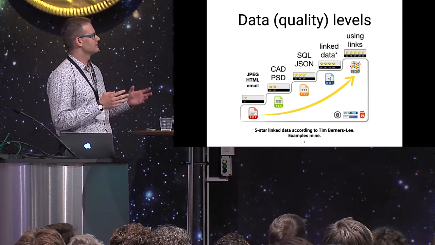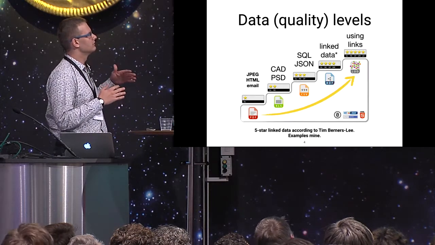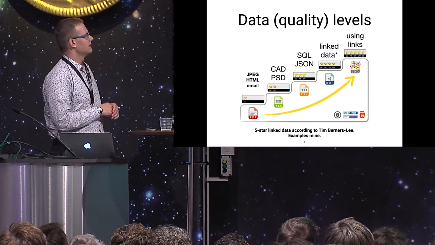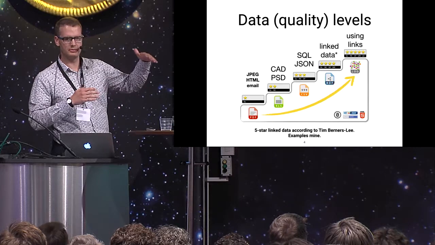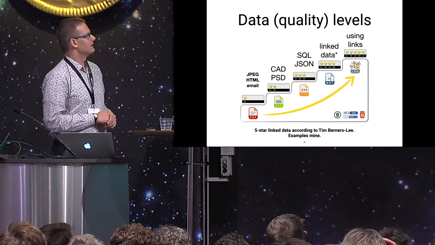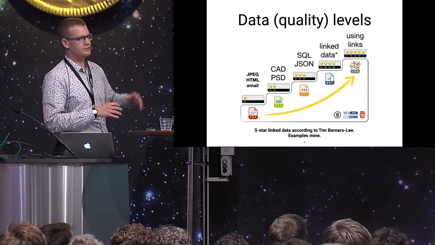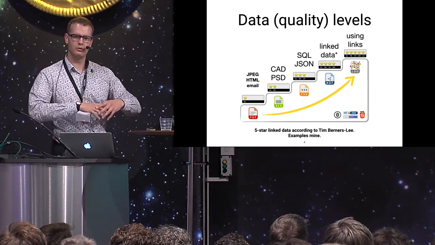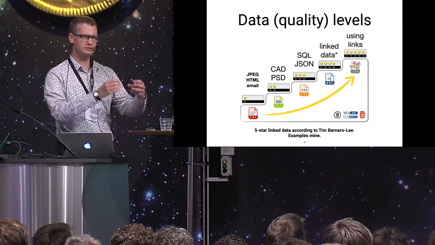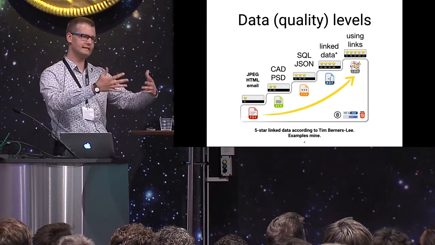So as Tim Berners-Lee is defining, we need to improve the quality of data on the web. And just plain HTML doesn't cut it because it was primarily designed for humans. And JSON doesn't come far because it doesn't describe what data you're talking about. You can just provide the data itself.